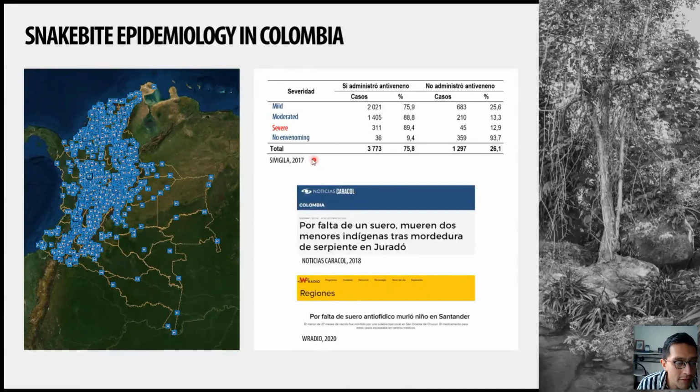For example, in 2017, if we look at the severe cases, which are cases that put the life of the patient at risk, in 13% of these cases people didn't get antivenom. As a consequence, people are dying not because we don't have antivenom, but because we are not capable of making this treatment available for vulnerable populations. People do the most difficult part, arriving at a medical center from their indigenous and rural communities. But when they arrive at the medical center, they don't have antivenom and people die in these hospitals.